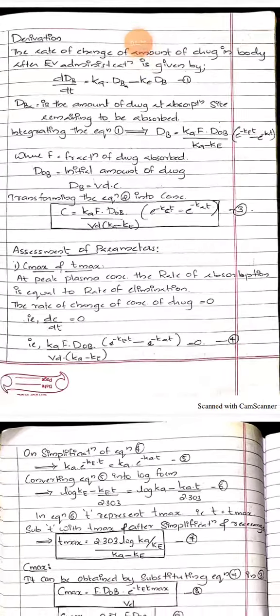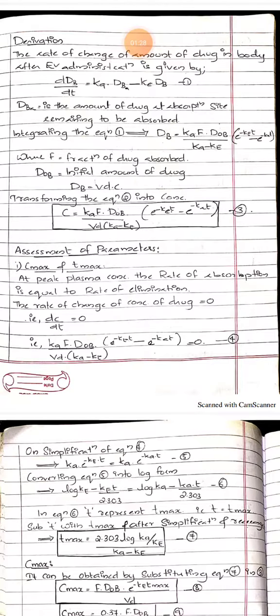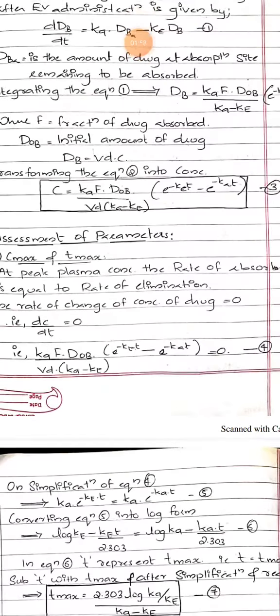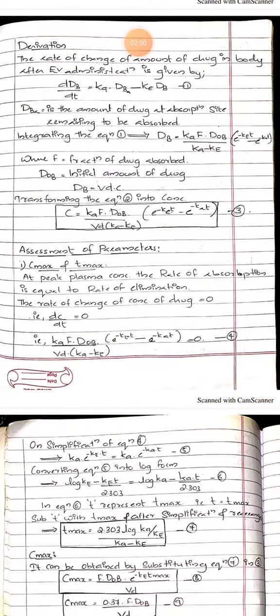So we can say that at peak plasma concentration, at that particular point, the rate of absorption is equal to the rate of elimination. At that point the rate of change of concentration of the drug is equal to 0. We can write dC by dt is equal to 0.